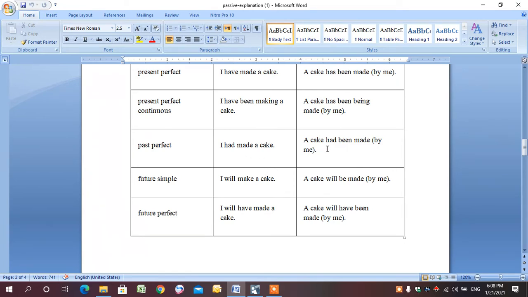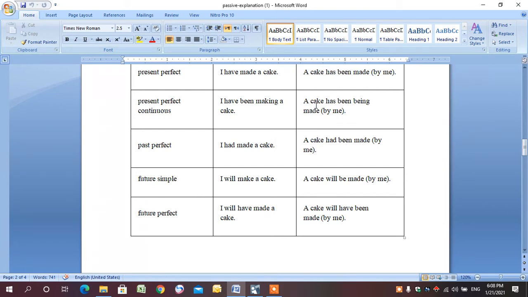So you start with the subject I, okay, you put had, and instead of been, you cancel been, you omit it, you don't write it, okay? So you don't write been, but instead you put the verb in the past participle. So I had made, and then a cake. You put the object. I had made a cake.